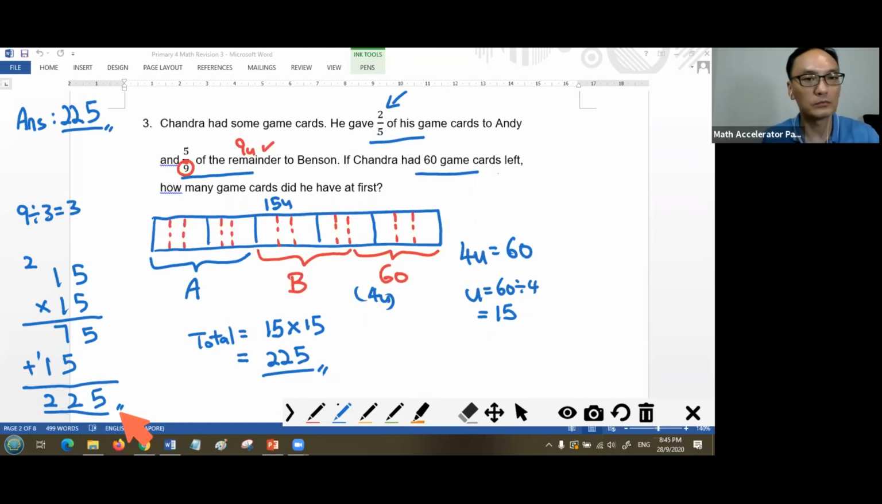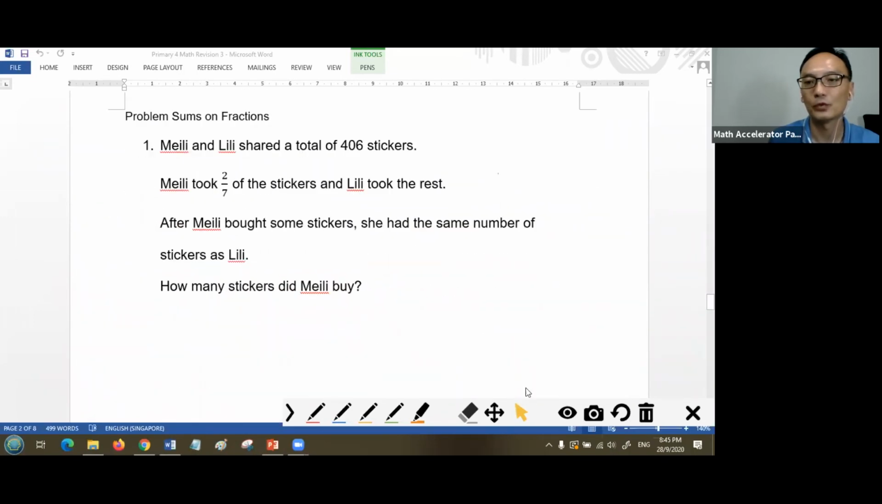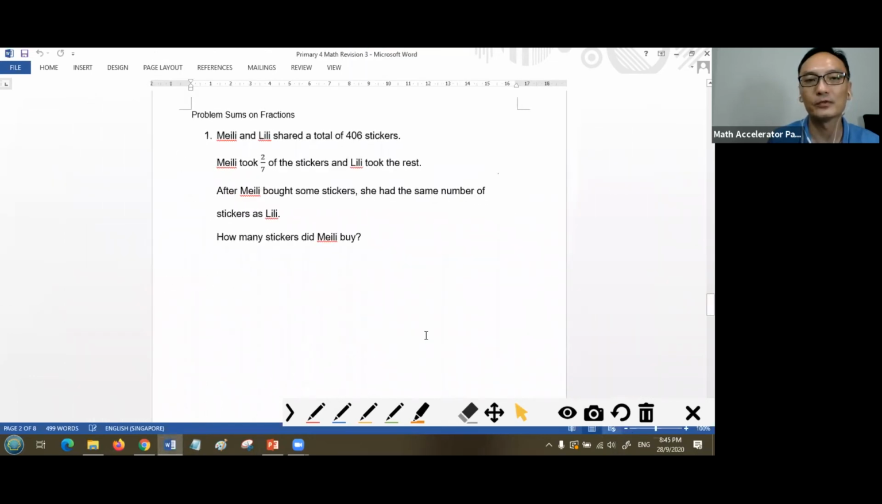Okay, so we have done the 2 strategies already. However, we still have 2 bonus questions to go, right? So let's move on to the bonus question. If you are ready, can you help me type page 6? Okay, page 6. You already have the question, right? I need the space to draw. So this is the first of 3 problem sum questions in the bonus question, the higher order thinking.